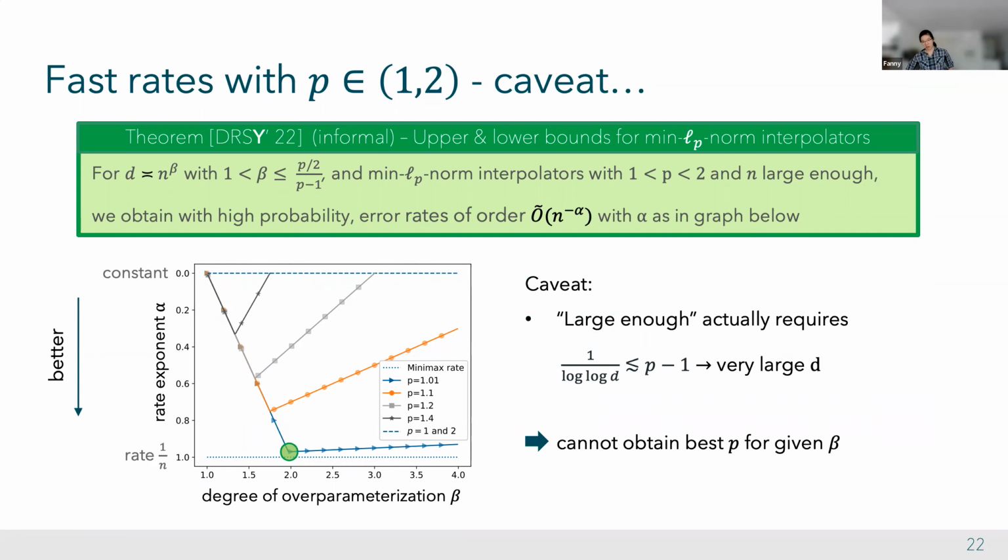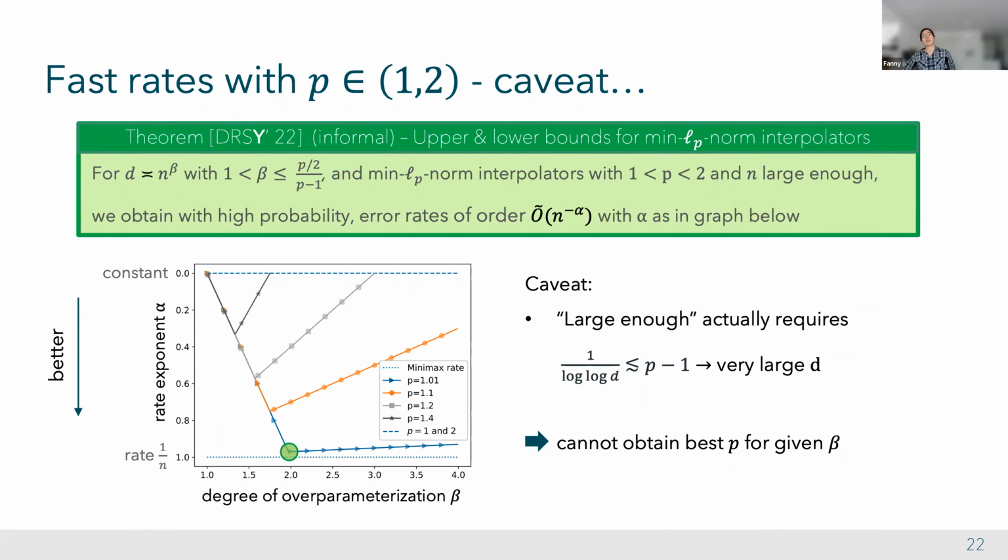And there are some caveats though. So I have here n large enough. In this case, the n large enough is not as nice as the previous one, where we just needed n larger than some constant. In fact, what we require is that 1 over log d is smaller than p minus 1. So what that means is we require a very large d, so either very large beta or very large n. And in particular, if you want p equal to 1.01, then this d, you can compute how large that is. That's pretty enormous. And so this is one of the caveats.